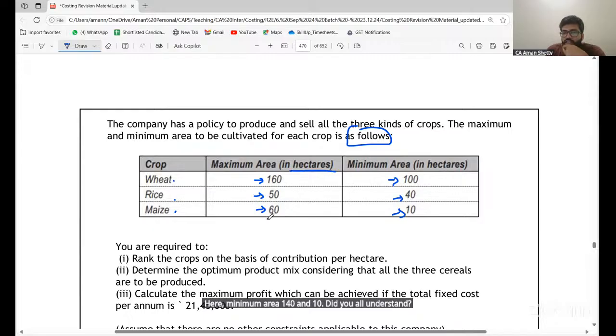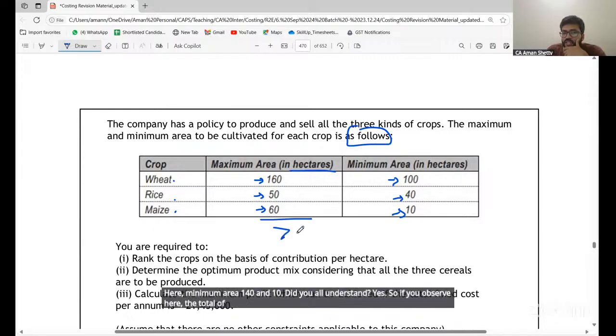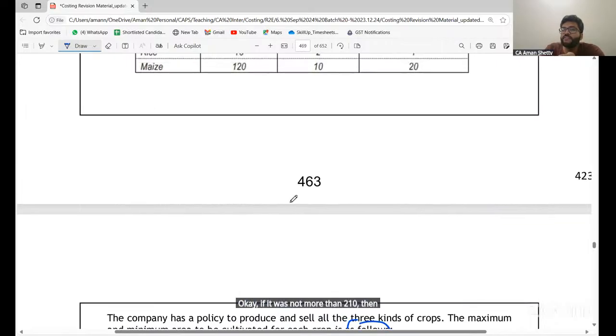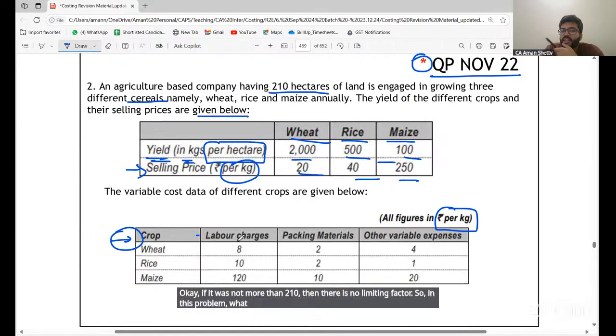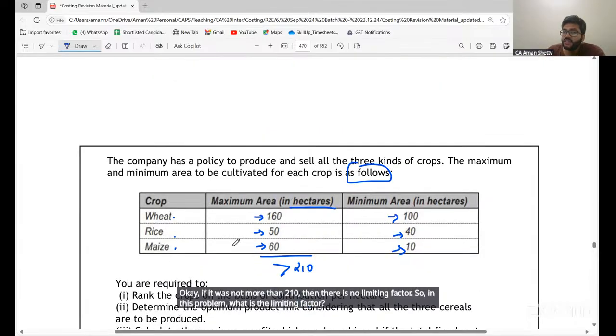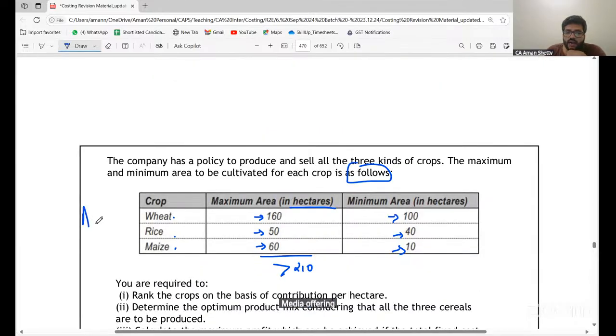So, if you observe here, the total of this will be more than 210. If it was not more than 210, then there is no limiting factor. So, in this problem, what is the limiting factor? 210 hectares, area of land. Area of the land is my limiting factor. Minimum area is given here, so this will definitely be less than 210. Clear all of you? 150, which is less than 210. This is greater than 210.